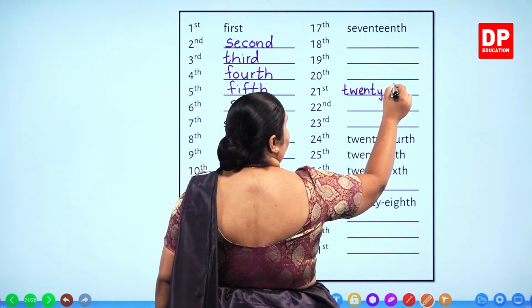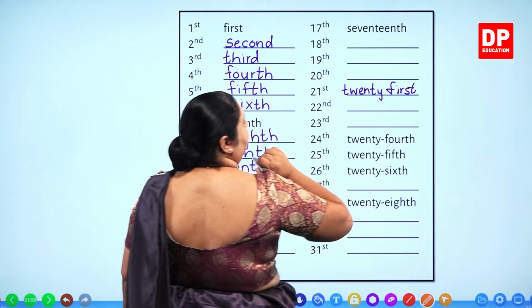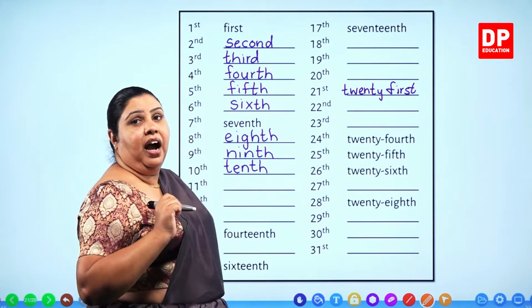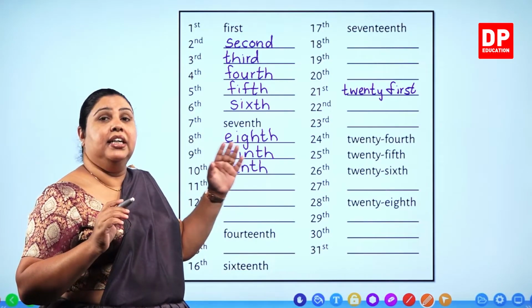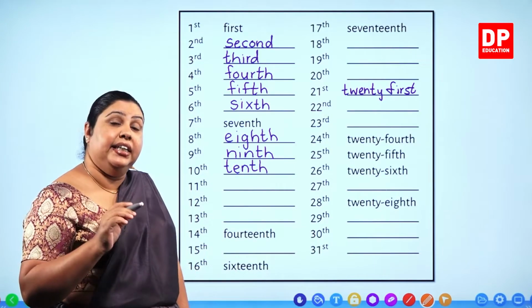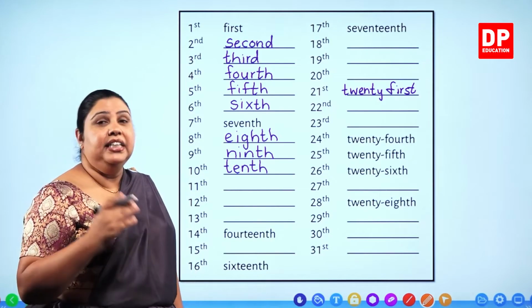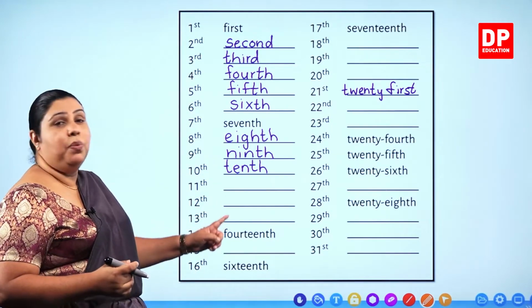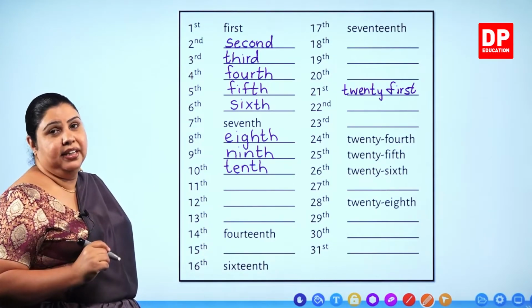and then we write first, F-I-R-S-T. Now 20th, after the number 20th, you say 21st, 22nd, 23rd, like that. And when you come to number 30, you say 30th and then you write 31st. 32nd and so on. So this one you can pause here and you can fill and practice the words.